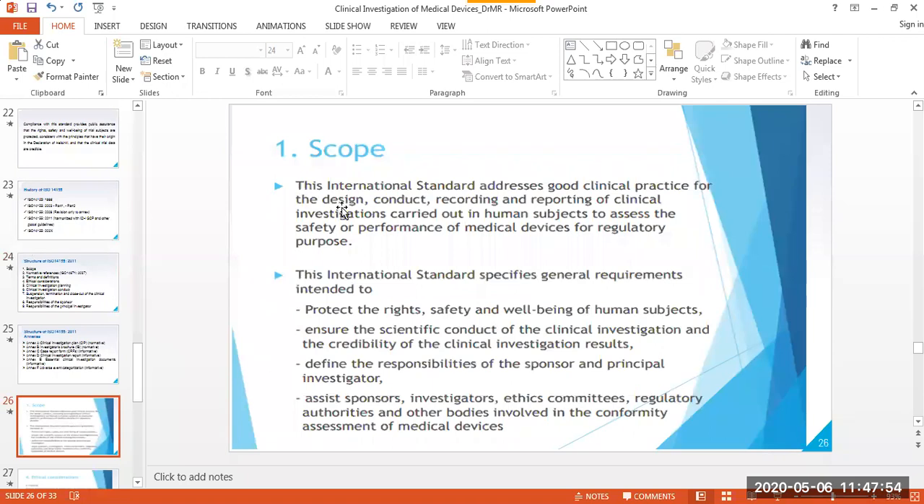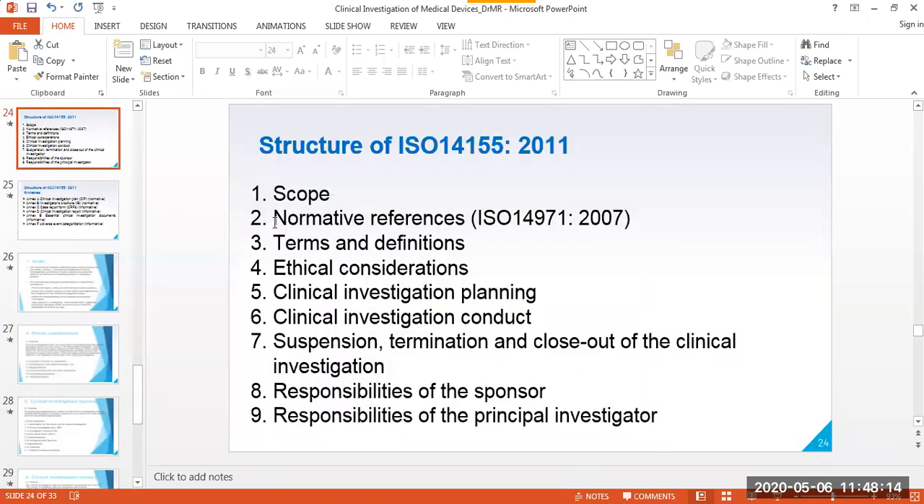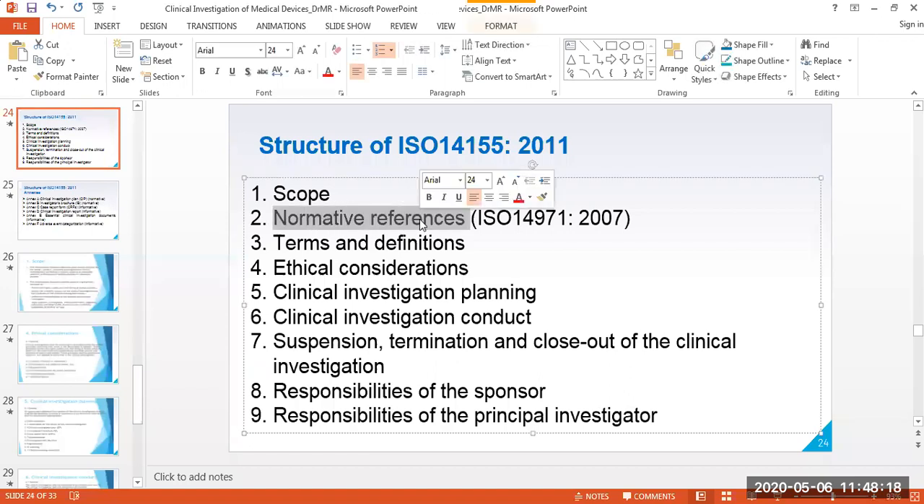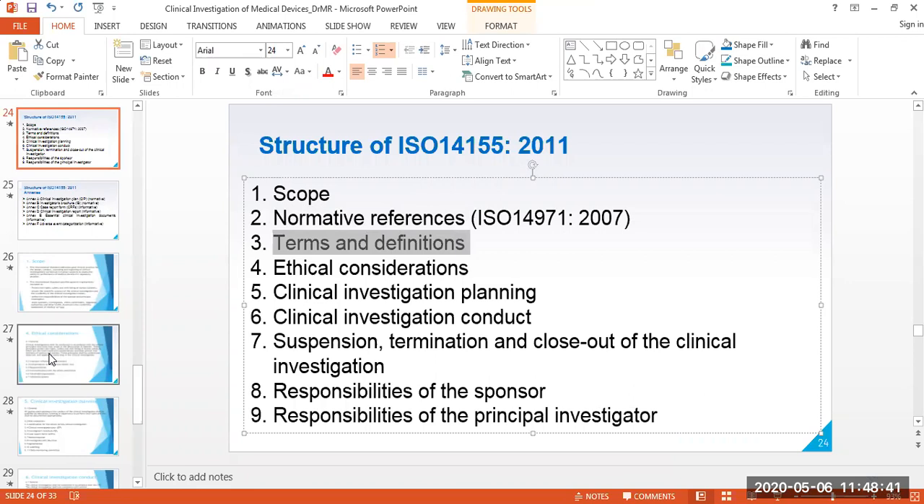So the first one, scope. What is the scope of this ISO 14155? As the name itself says, we have to conduct the clinical investigation of medical devices as a part of GCP. So you have to take care of those volunteers. That is the scope. Second, normative references, meaning the different references under different standards you used during the conduct of a clinical trial. And what are the different terms? What are the technical terms, like what is a clinical investigation, what is a clinical evaluation plan? Those technical terms you must define. That is the third chapter, and the fourth chapter is ethical considerations. Now we will see the fourth chapter.